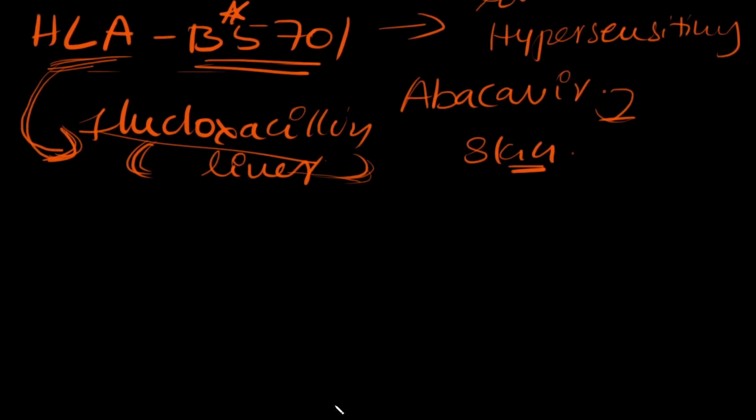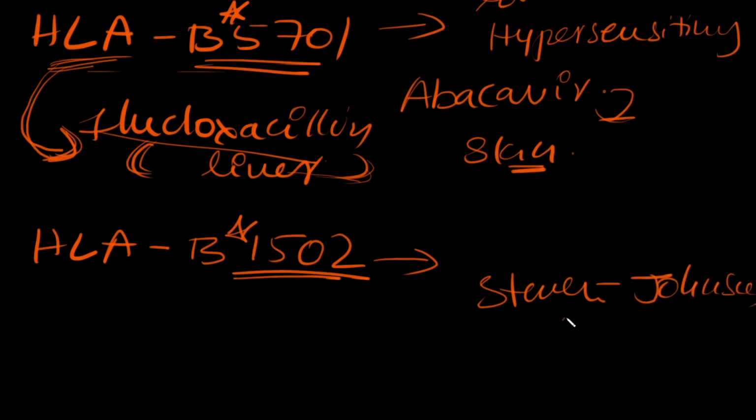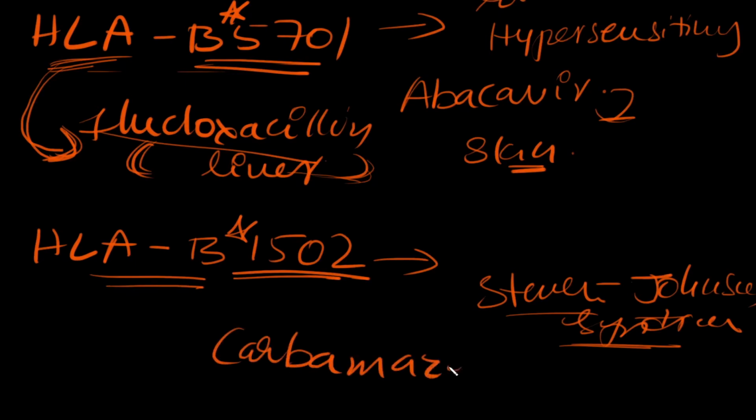And then there is another genetic variant, HLA B star 1502. This is a risk factor for Stevens-Johnson syndrome. We have seen this as one of the idiosyncratic reactions in skin, but the presence of this genetic variant of human leukocyte antigen B star 1502 causes Stevens-Johnson syndrome as a side effect of carbamazepine.